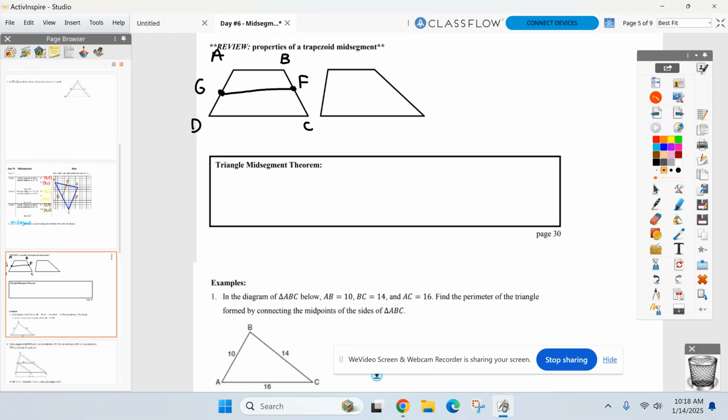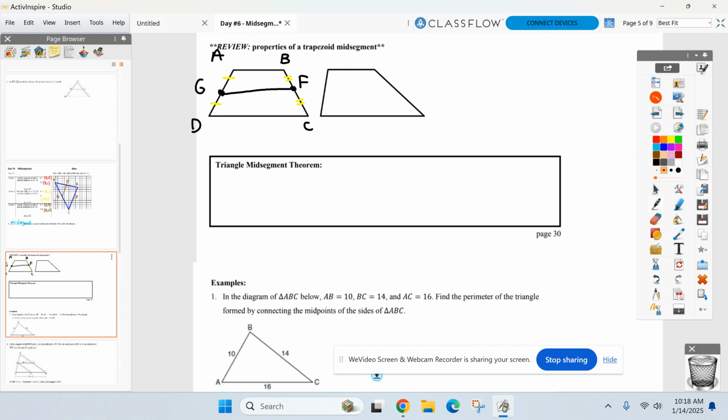Is GF a midsegment? No. How do you know it's a midsegment? It's got to be connecting the midpoints. Not until I do this. Now we good? Yeah, now we're good.